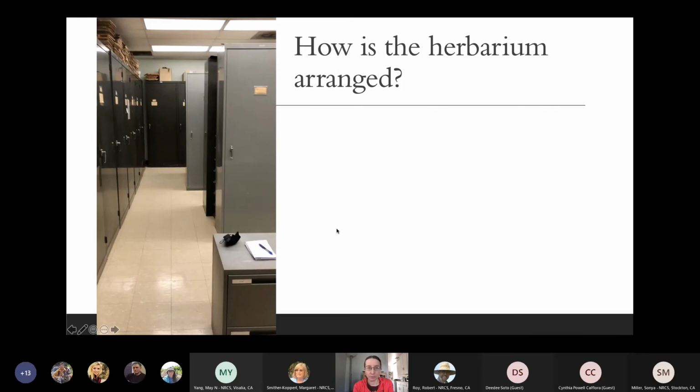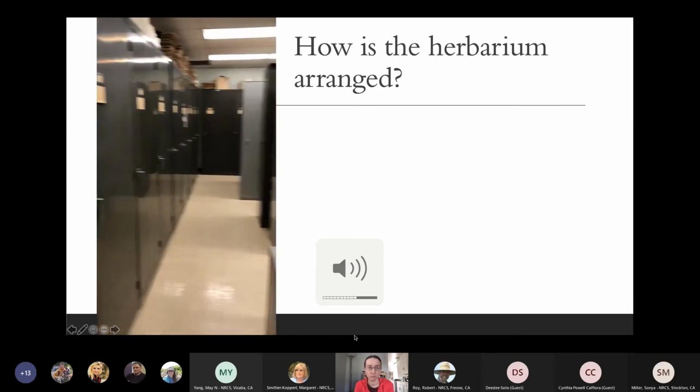I'm going to show you a little bit about how the herbarium is arranged. Since I can't physically give you a tour here, I'm just going to play some videos that I made that show you what the herbarium looks like and how all these specimens are organized inside. I'm going to turn up my volume and hope that you can hear the sound on the video.